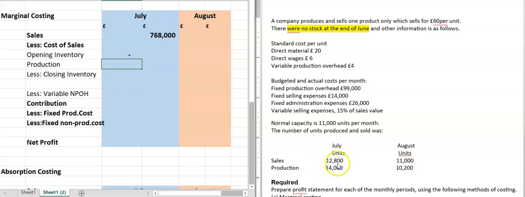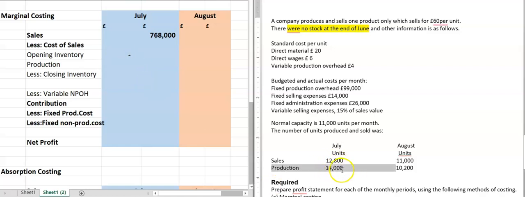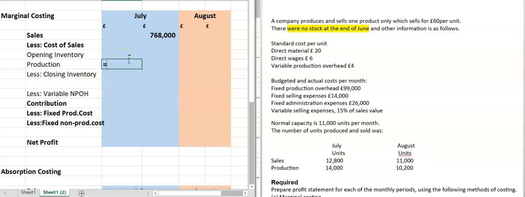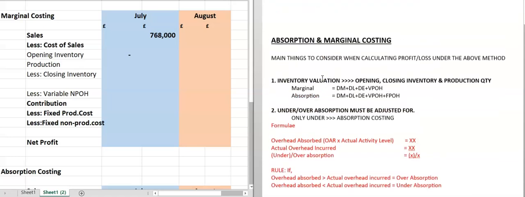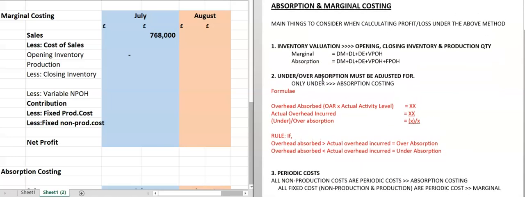Then production. When it comes to production, you can see here for the month of July, the production is 14,000 units. Okay, 14,000 units into what? This is inventory valuation, and I have mentioned here inventory valuation under marginal costing. You want to add the direct material, direct labor plus direct expense plus variable production overhead. So let me add that here.